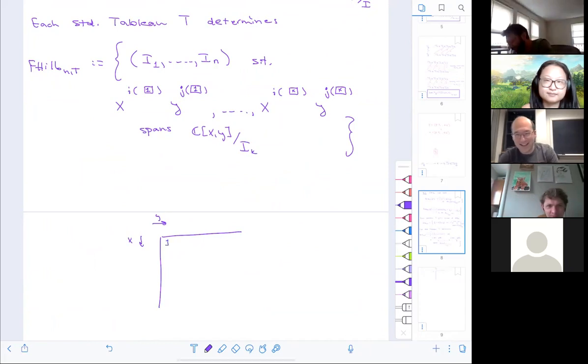So I'm going to fill out this whole thing with monomials. On the top row, I have 1, y, y squared, y cubed, and so on. And the next row, I have x, xy, xy squared, and so on. You know, x squared y and x squared y squared, and so on.